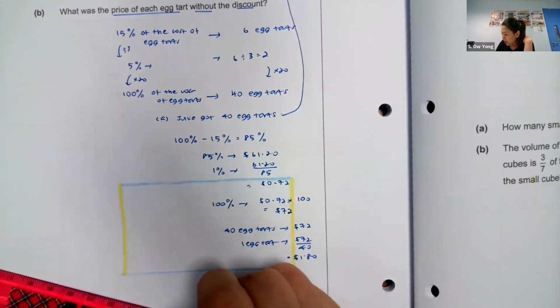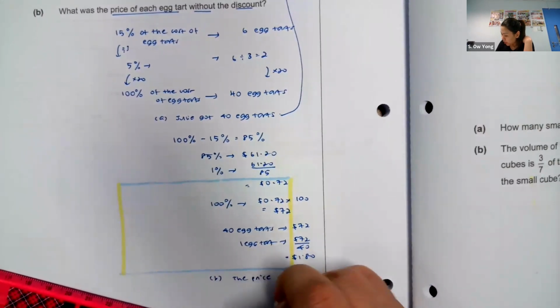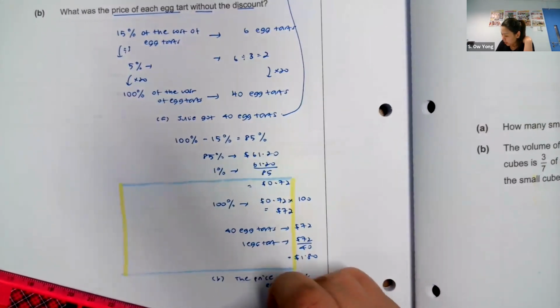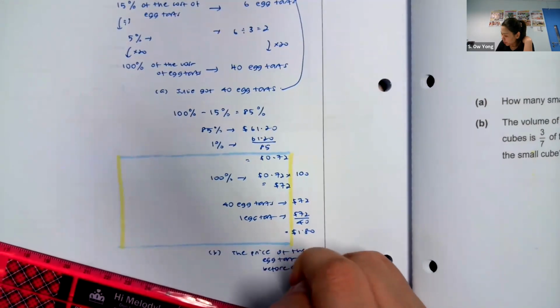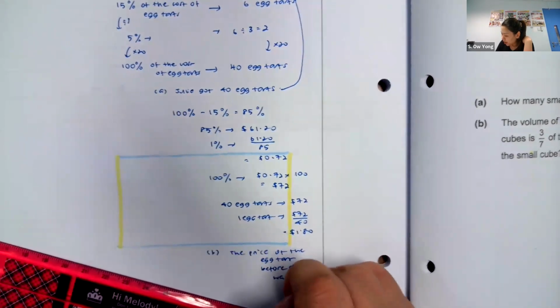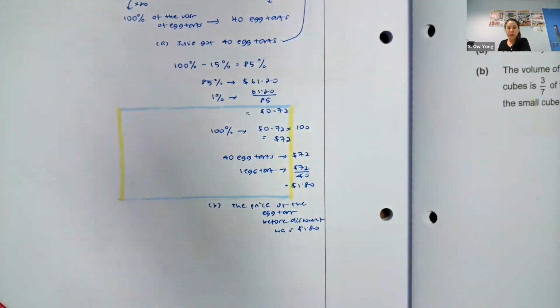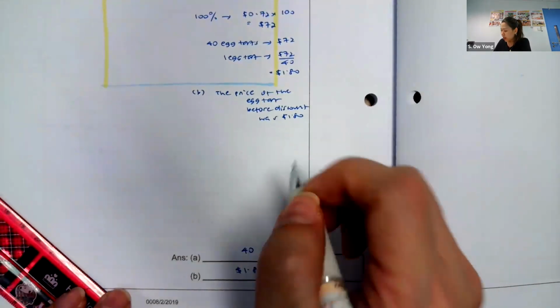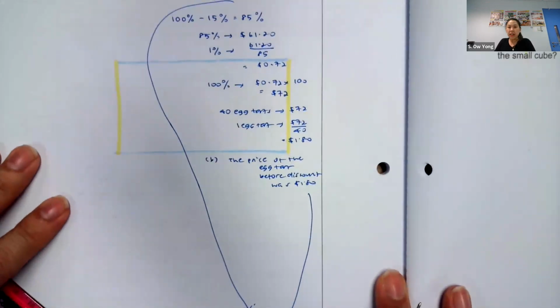Okay, so my part B answer is the price of the egg tart before discount, or without discount, was $1.80. So after that, you bring down the numbers and you check.